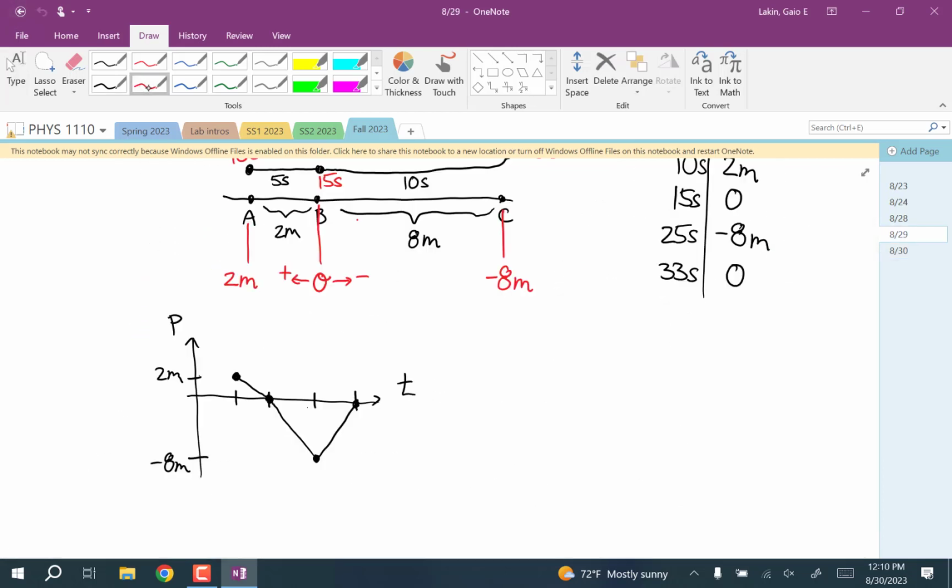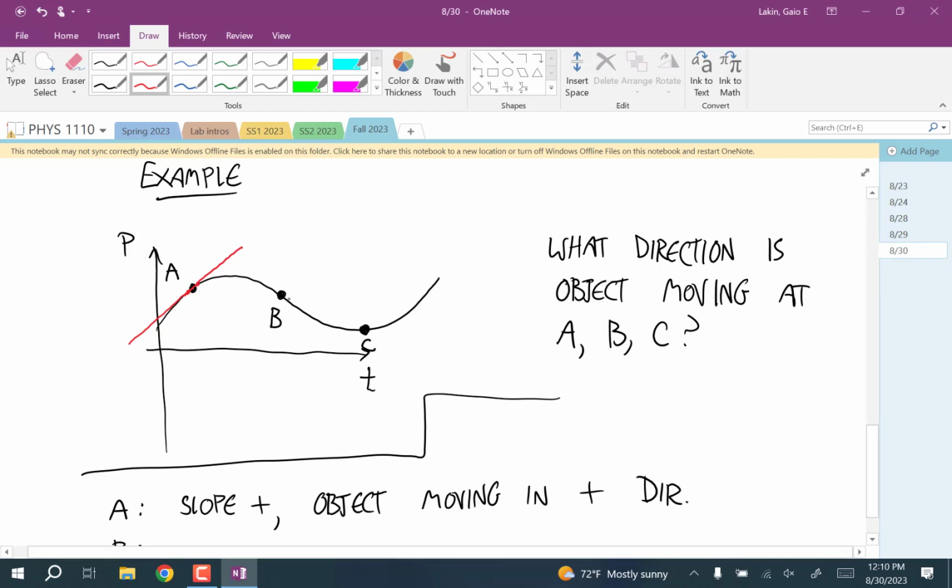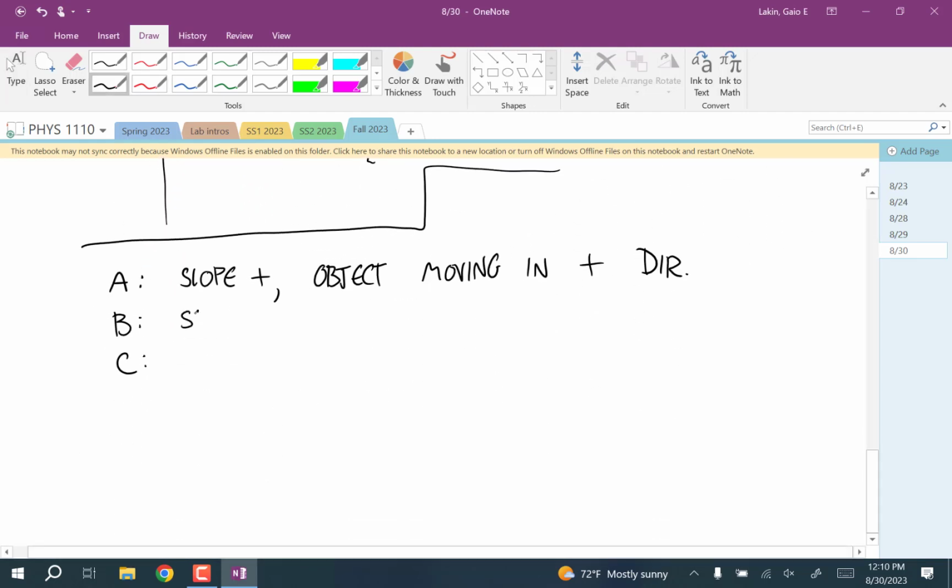Now the point B. So draw the 2 nearby points. Draw the line that goes through them. So that's the tangent line. Does that have a positive, 0, or negative slope? Negative. So the object is moving in the negative direction.